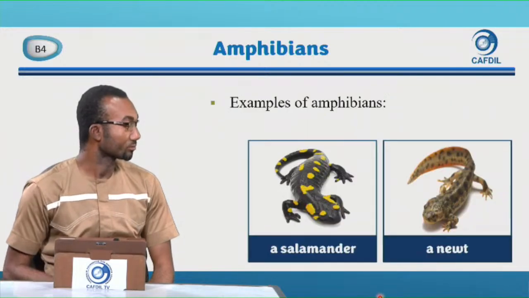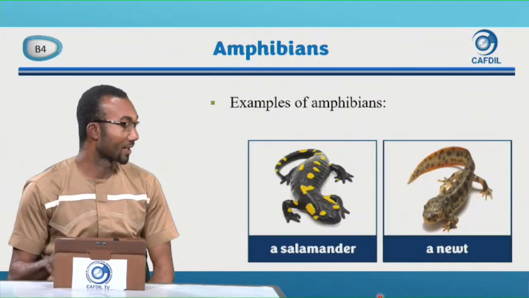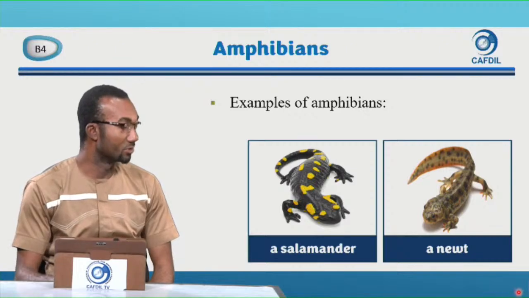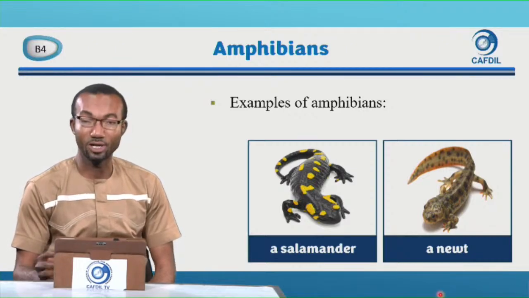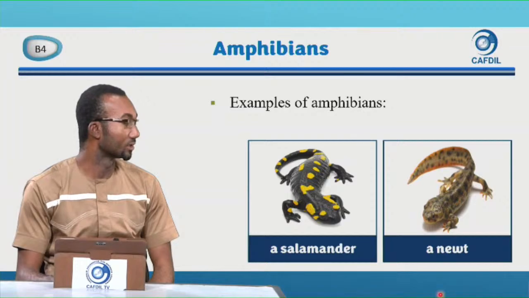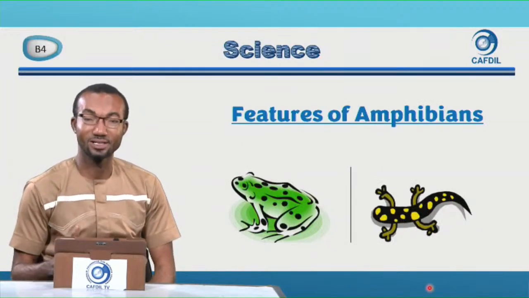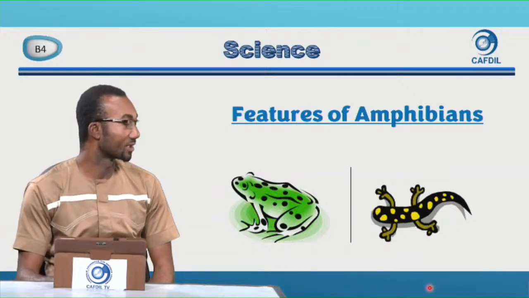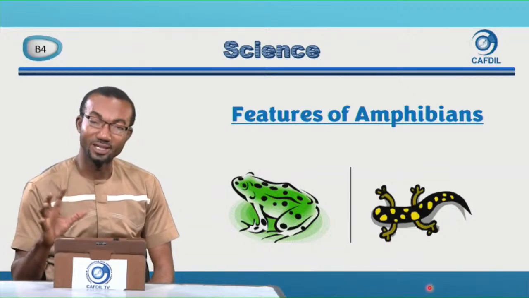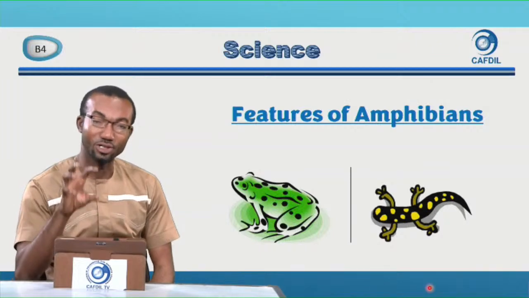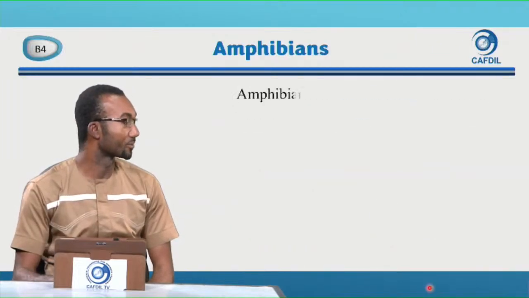Good. We also looked at the salamander and then a newt. So these are 4 examples of amphibians. Now let's look at some features. What are some features of amphibians? What makes them fit into the group of amphibians?